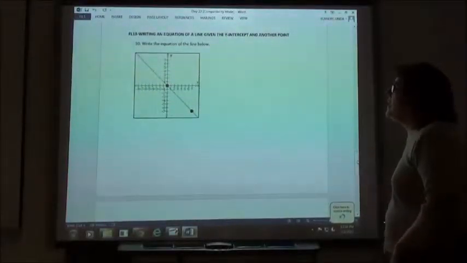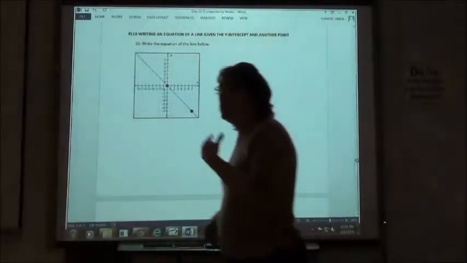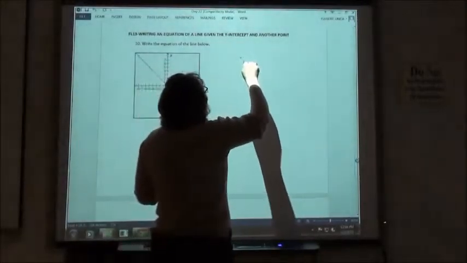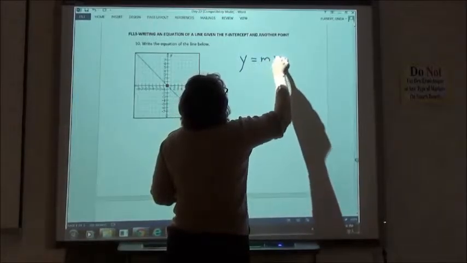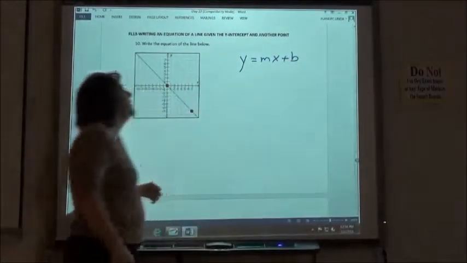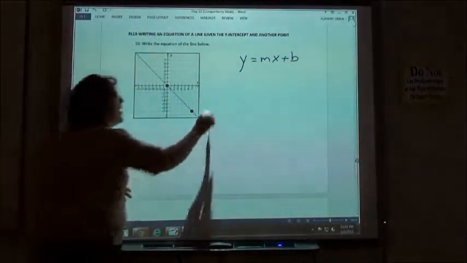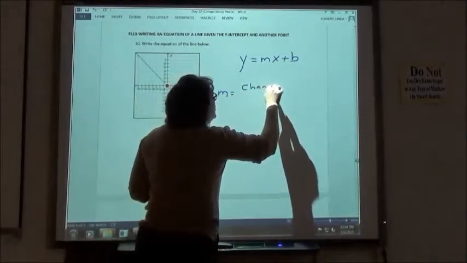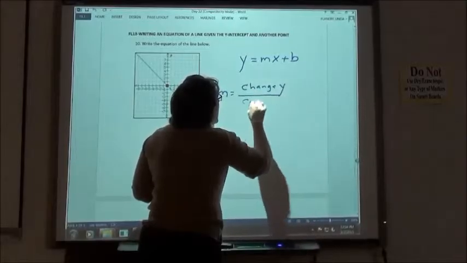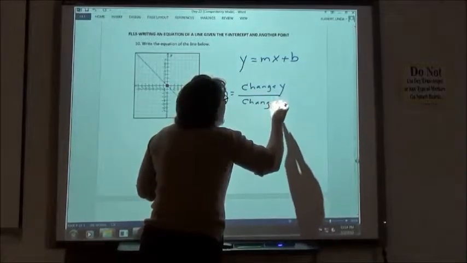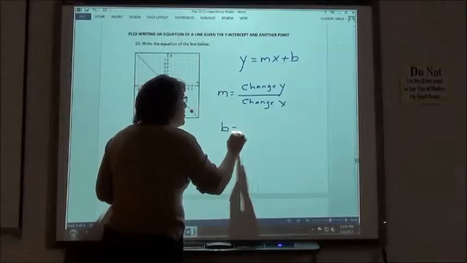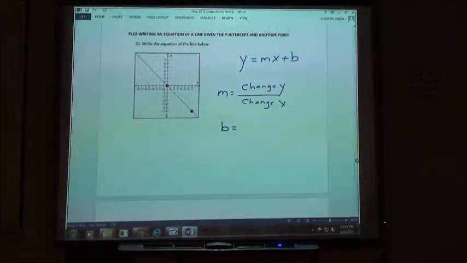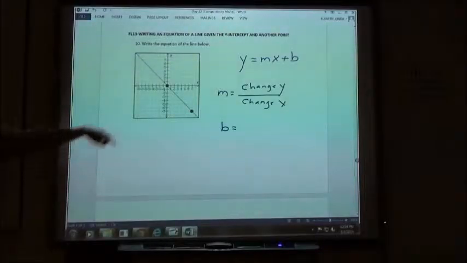So number 10 then gives you a graph and wants you to write the equation of the graph. We know that the equation looks like this, y equals mx plus b. So what we want to do is find the slope, and we said we could find the slope by finding the change in y over the change in x, and then we want to pick out the y-intercept, which is easy enough to do. So if I look at that first one, and first of all deal with the slope.